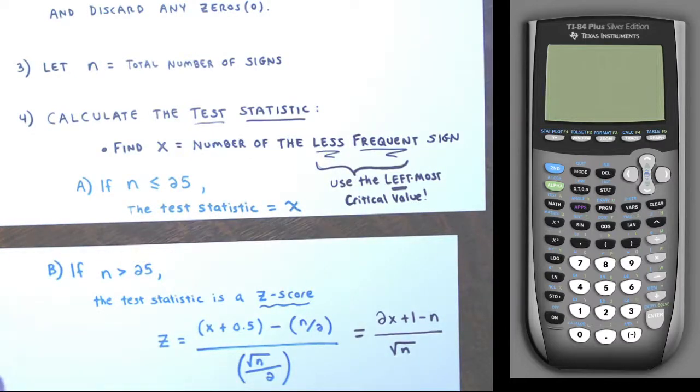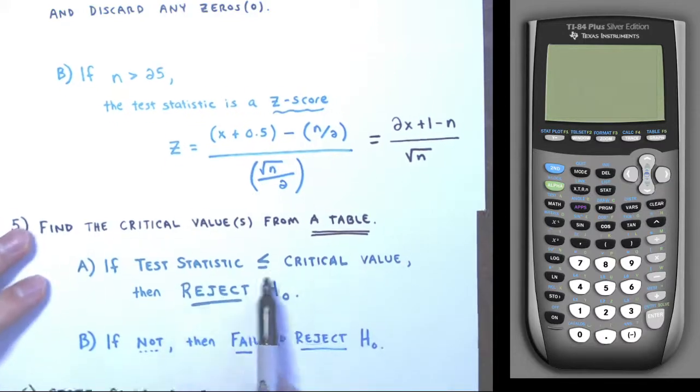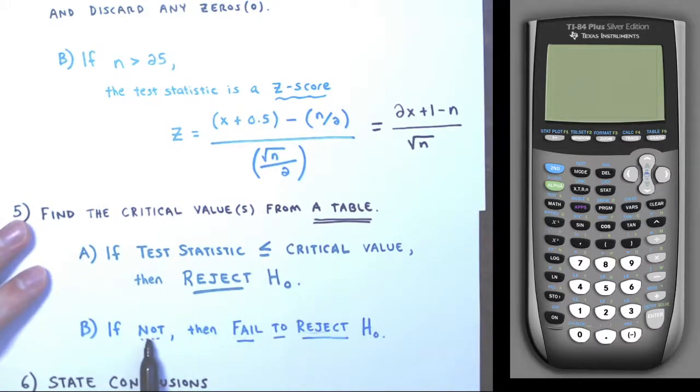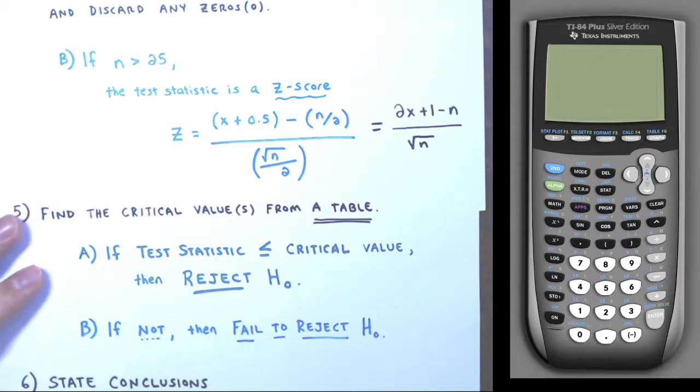All right. So that's why I only have this written. If the test statistic is less than or equal to the critical value that is found, then you reject the null hypothesis, the H sub 0. If not this, if the test statistic is greater than the critical value that is found, then you fail to reject, or don't reject, the null hypothesis H sub 0.